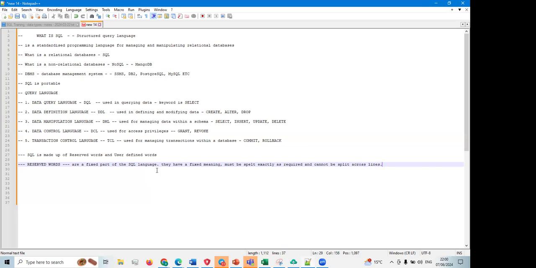Now, what do I mean by cannot be split across lines? Who can tell us what that could possibly mean? Yes, what can that mean? What could that mean?